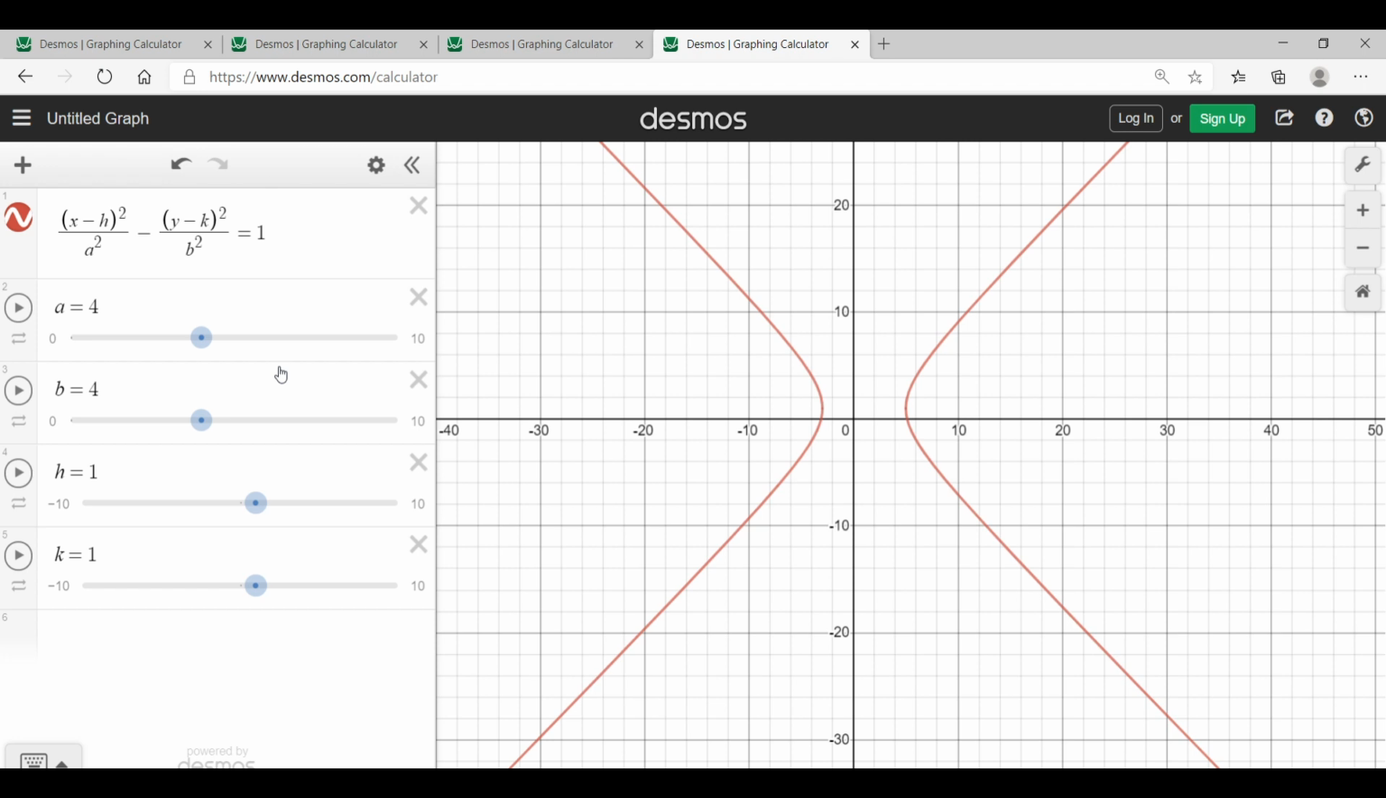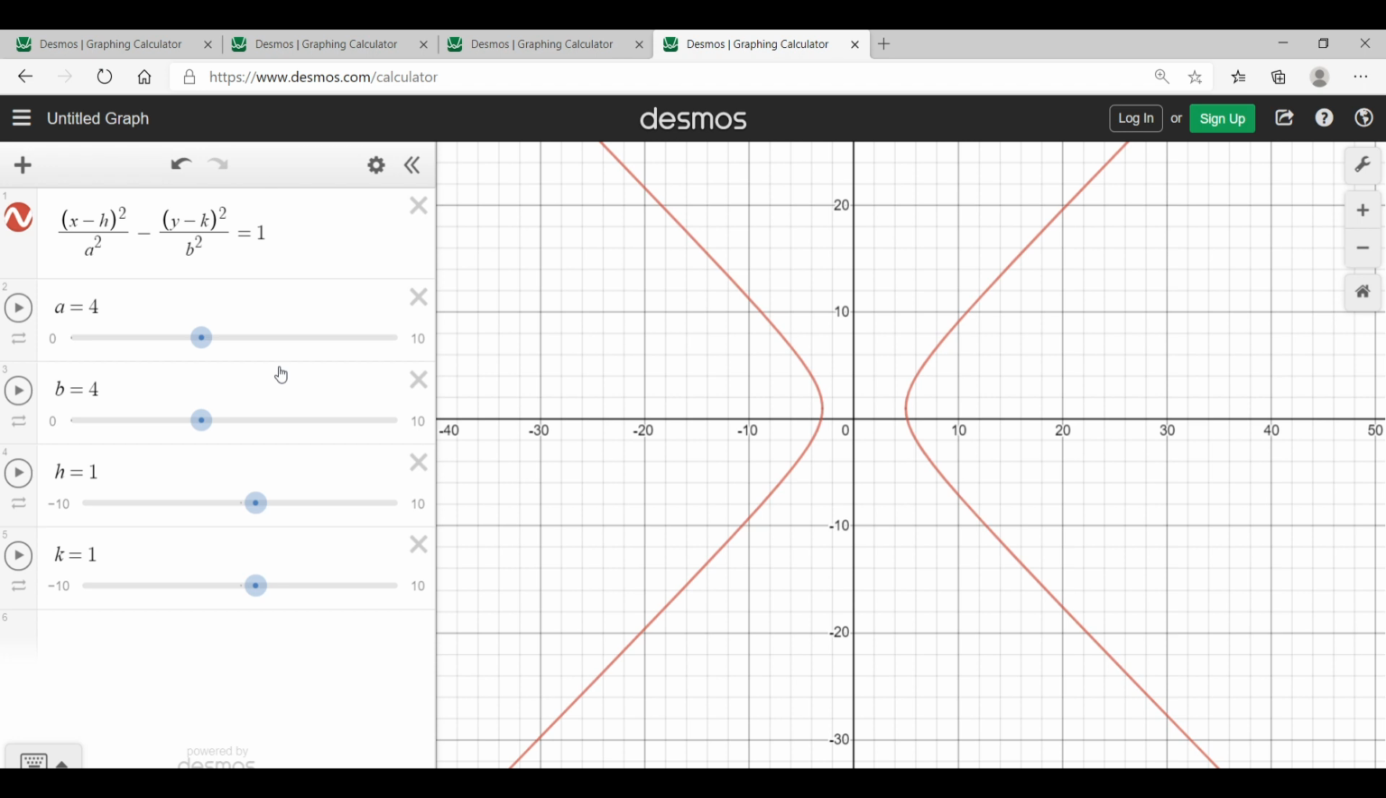Okay, let me repeat the difference. In an ellipse, if a and b are equal, the ellipse becomes a circle. Here in a hyperbola, if a and b are equal, nothing will be special in the hyperbola. The special thing happens in the auxiliary rectangle, because the auxiliary rectangle becomes a square this time if a and b are equal. Okay, so that's it.